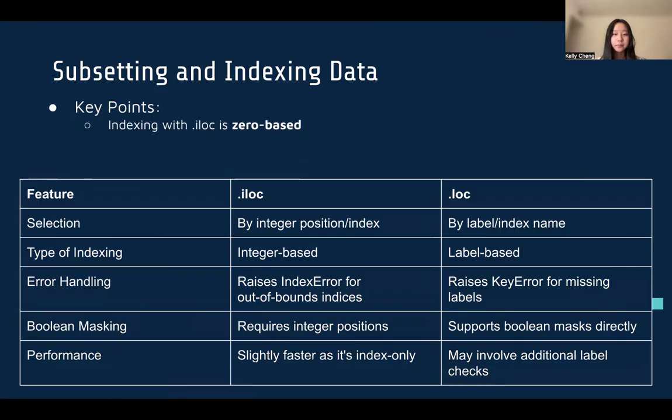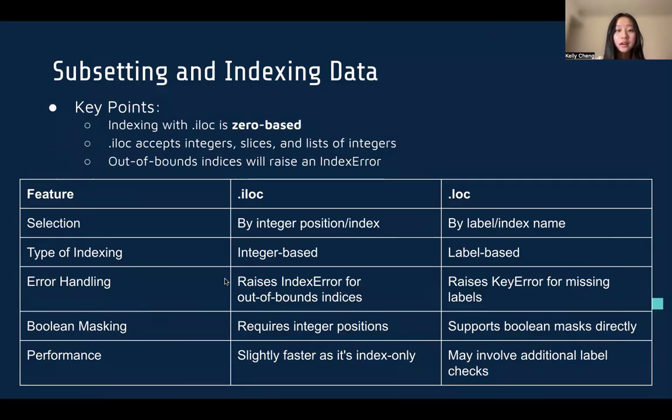Okay, going more into depth with .iloc and .loc, the key point is indexing with .iloc is zero-based, while .loc accepts integers, slices, and a list of integers as we saw from the previous slide. Also, out of bounds indices will raise an error. For example, if there are only 5 columns, but you try to index 7 columns, it will raise an error.